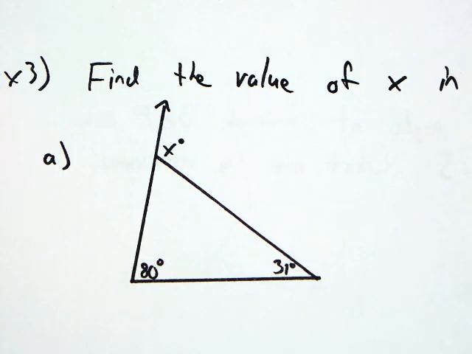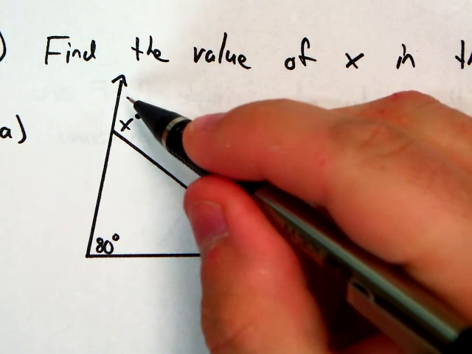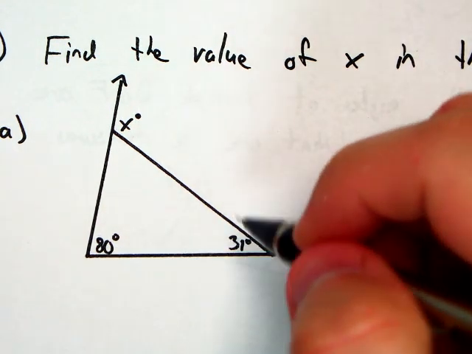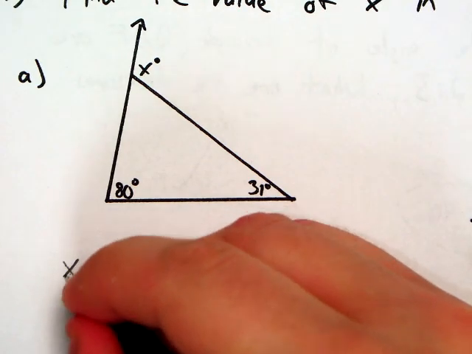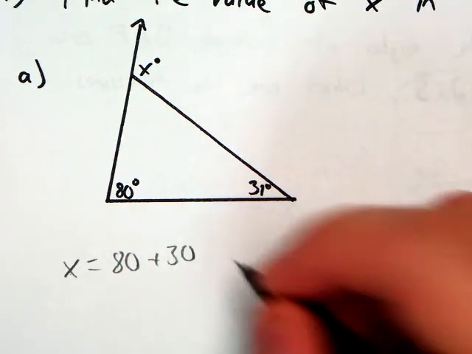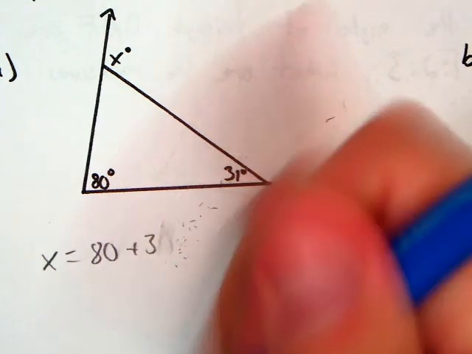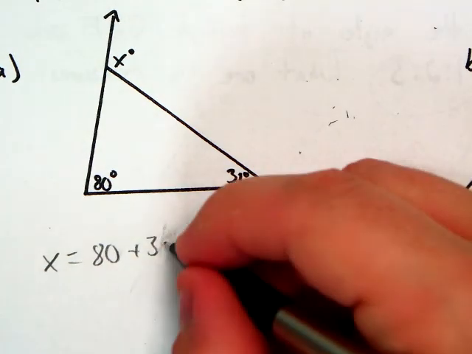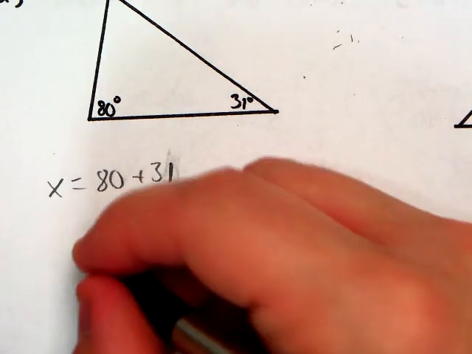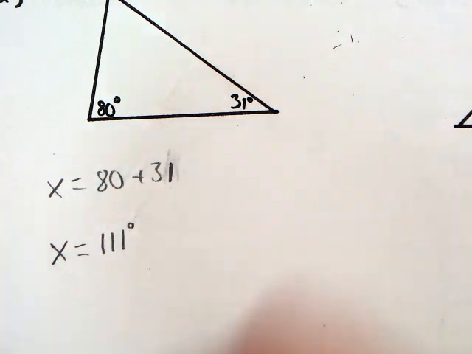All right, let's look at some examples here then. It says find the value of x in the triangles. Here we have x on the outside, and we have the two opposite angles. So x is going to be equal to 80 plus 31, excuse me. And in this case, it's really nice. All we have to do is add those together. So x is equal to 111 degrees.